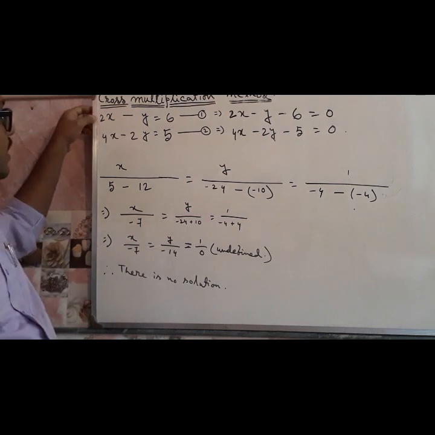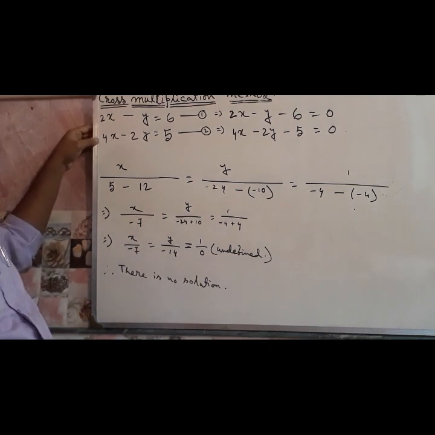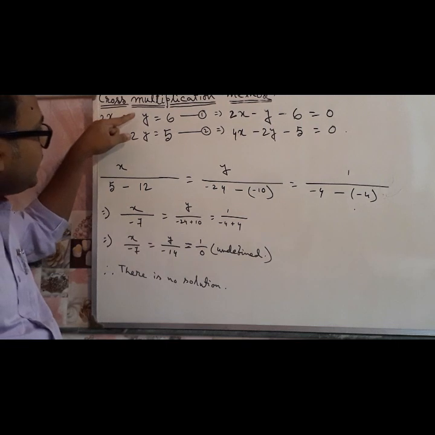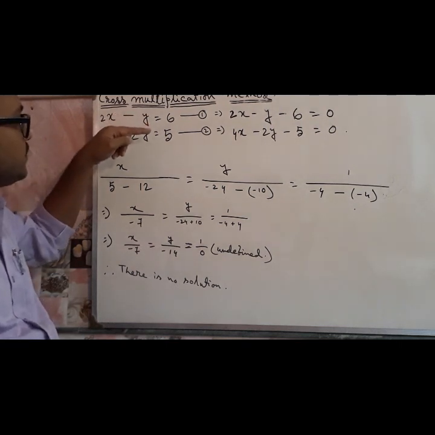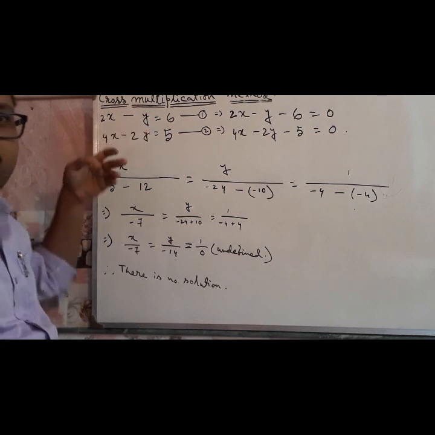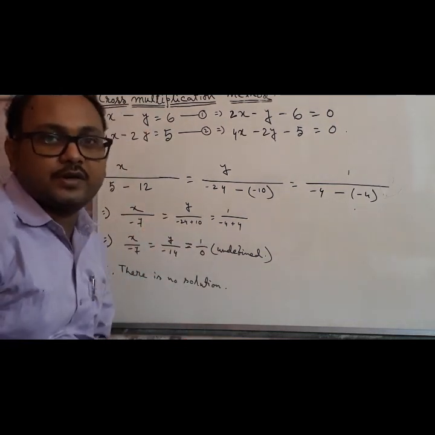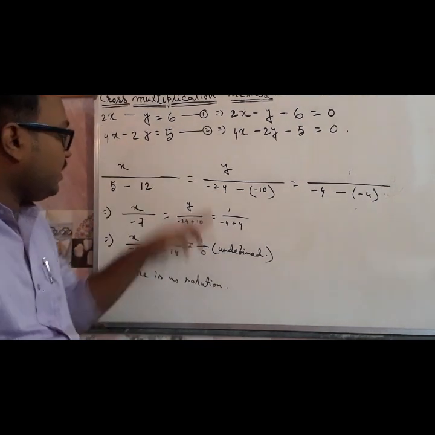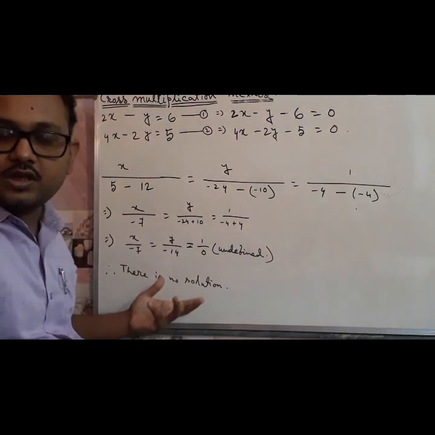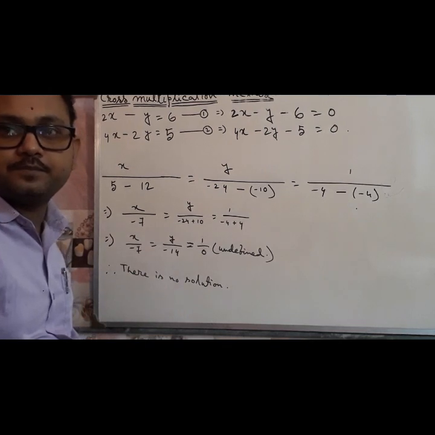You see here a1 by a2 is equal to 2 by 4, that is half. b1 by b2 is minus 1 by minus 2, that is also half. c1 by c2 is equal to 6 by 5. So a1 by a2 is equal to b1 by b2, not equal to c1 by c2. So the lines are parallel. Also from the result we got, the lines are parallel.